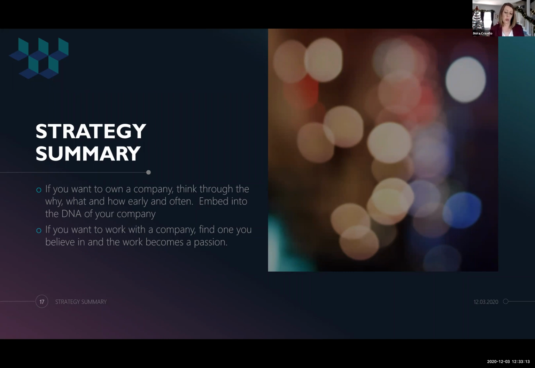However, if you want to work for a company, again, that's the path I took. Absolutely fantastic path. You're able to make choices of who you want to work with based on that alignment. And if you can do that, then again, your work will shift from being a job to being a passion or a calling. And that's where the magic happens.